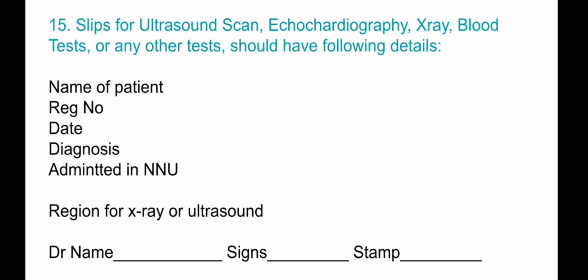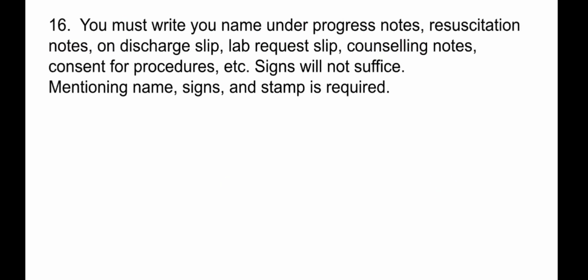The slips for ultrasound scan, echocardiography, X-ray, blood tests or any other tests should have the following details: name of patient, registration number, date, the most updated diagnosis, mention that the baby is admitted in NNU, region of X-ray or ultrasound scan, your name, your signatures and the stamp. You must write your name under progress notes, resuscitation notes, on discharge slip, lab request slip, counseling notes, consent for procedures, etc. Signs will not suffice. Mentioning name, signs and stamp is required.